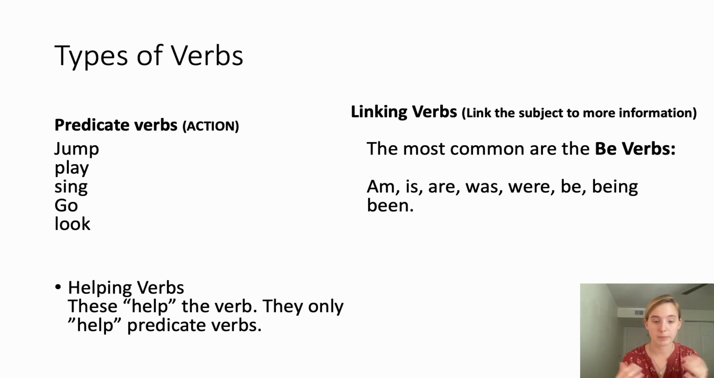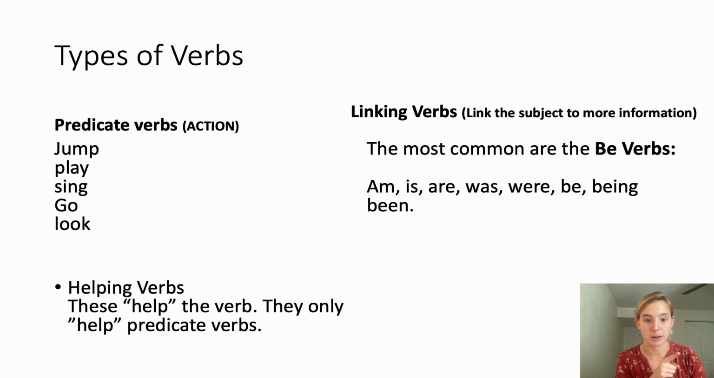What is a predicate verb? That doesn't really sound intuitive. But really, all it is is a verb in the predicate. And it is always an action verb. So this is the most basic kind of verb that we can find. Common ones are jump, play, sing, go, look. They're always expressive. Verbs express action or a state of being. So predicate verbs are the action verbs.